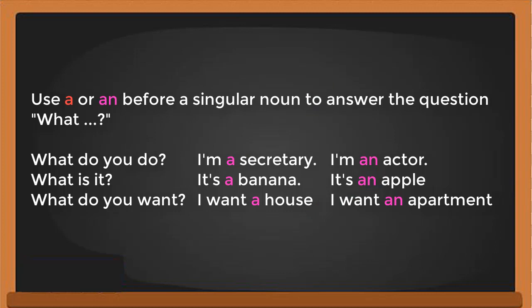Next, what is it? It's a banana. What is it? It's an apple. Banana, use a. Apple, use an. What do you want? I want a house. What do you want? I want an apartment. You see there? The usage of a and an with the vowel or consonant sound.